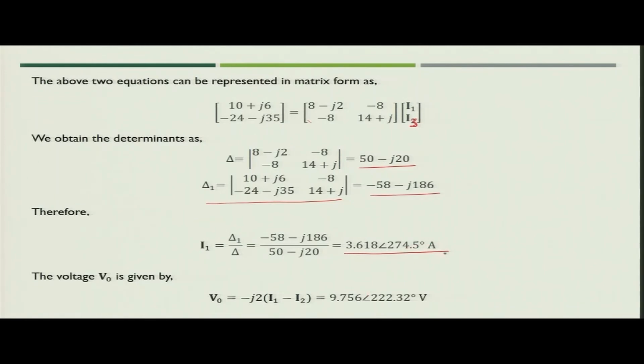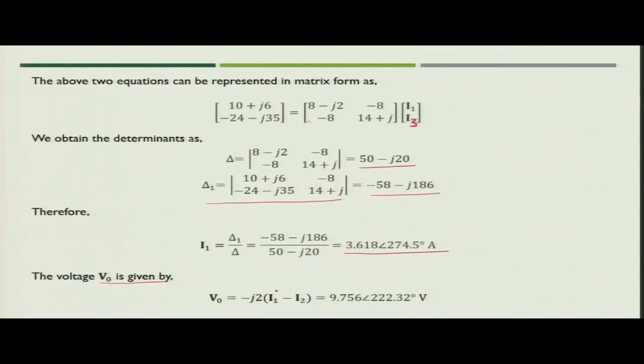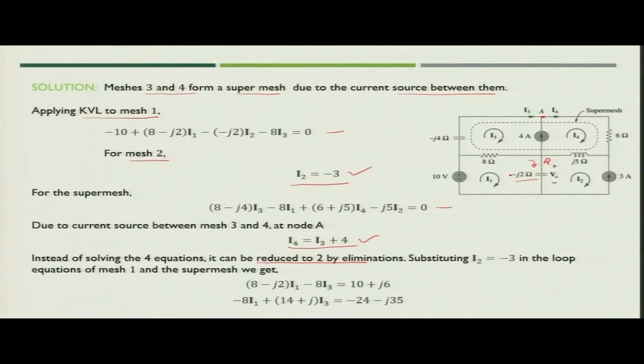Now, what is the value of V naught? V naught you can get if you go back to the circuit. The value of V naught is the value across the J2 ohm. So, what are the currents flowing in this? The currents will be I1 and I2. I2 we already know, that is minus 3, and I1 we have just found. So, what we will write? V naught is equal to minus J2 times I1 minus I2. So, we solve and we get the value of voltage V naught, which is across the capacitor.